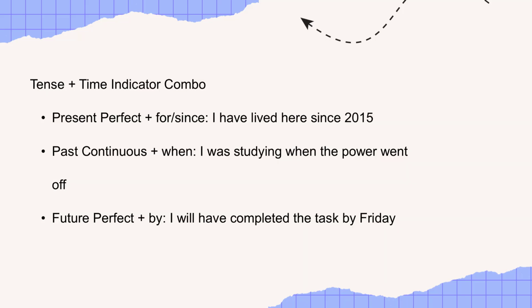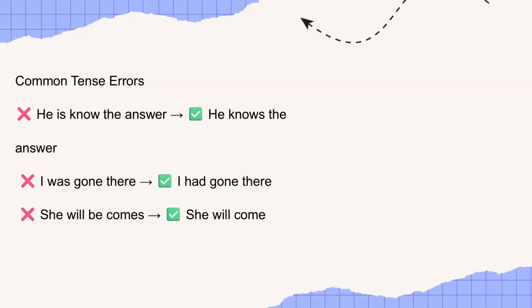Tense and time indicator combo. Let's learn how tense and time indicators work together. Present perfect with since or for, like I have lived here since 2015. Past continuous with when, like I was studying when the power went off. Future perfect with by, like I will have completed the task by Friday. Combining the right time word with the right tense brings clarity. It also shows fluency in both grammar and meaning.